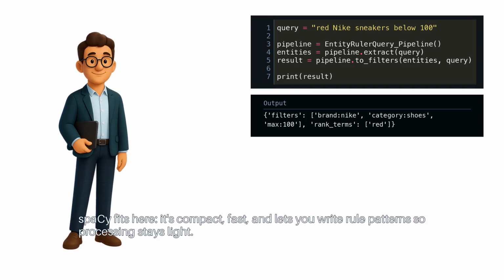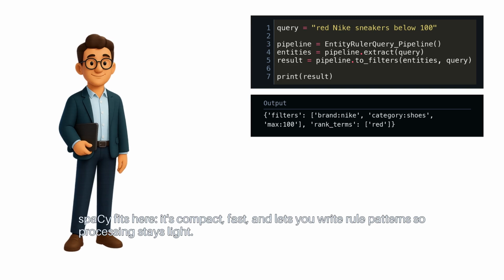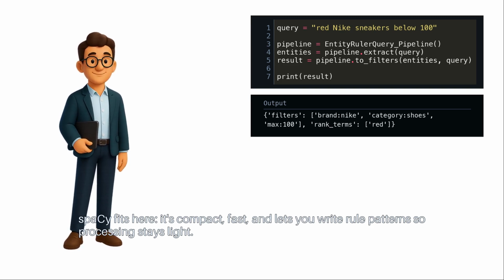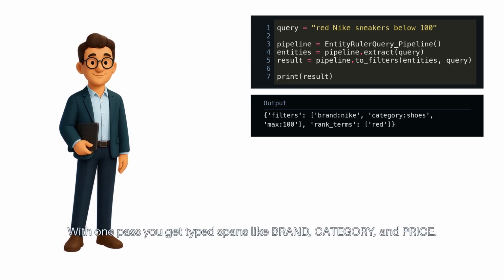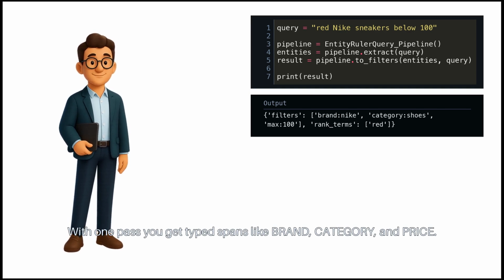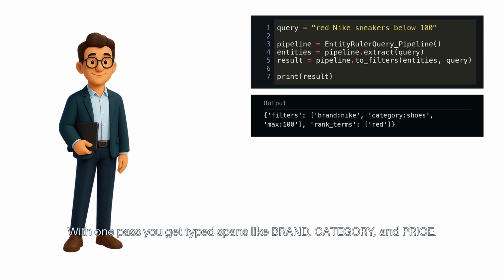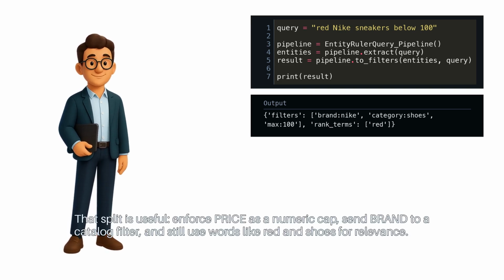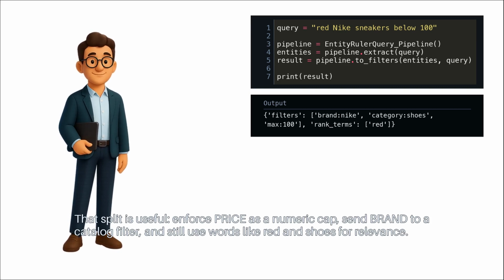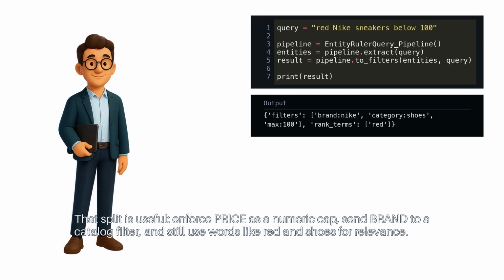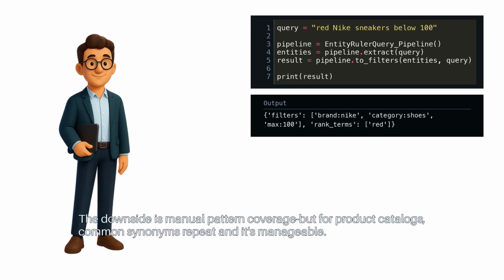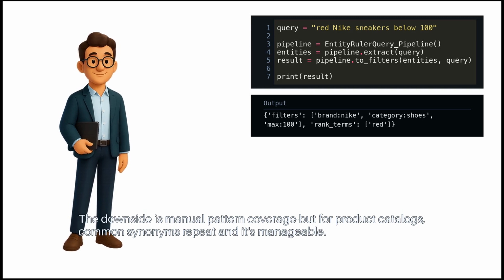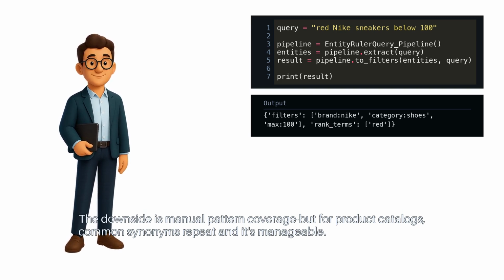spaCy fits here. It's compact, fast, and lets you write rule patterns so processing stays light. EntityRuler watches for phrases like a brand name or a price cue and tags them as entities. With one pass, you get typed spans like brand, category, and price. That split is useful. Enforce price as a numeric cap. Send brand to a catalog filter, and still use words like red and shoes for relevance. The downside is manual pattern coverage, but for product catalogs, common synonyms repeat and it's manageable.